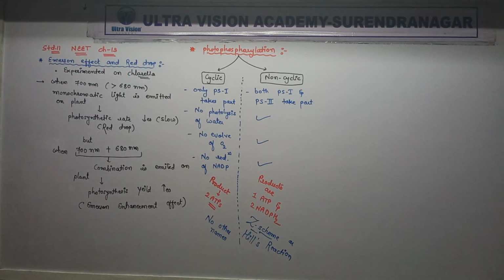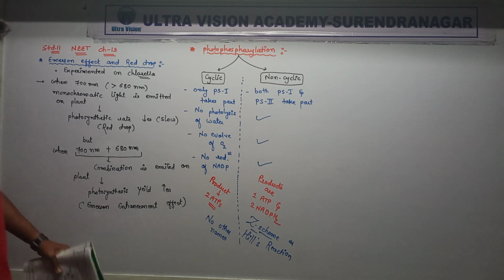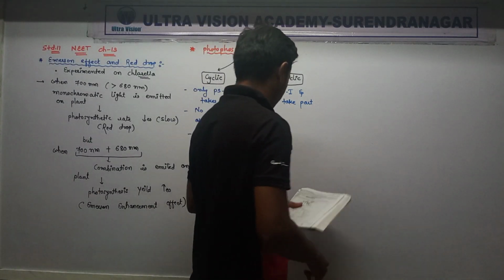Cyclic photophosphorylation has no other name, fine. Whereas non-cyclic photophosphorylation has the Z scheme, and is also known as this reaction. Okay, the most important MCQ.